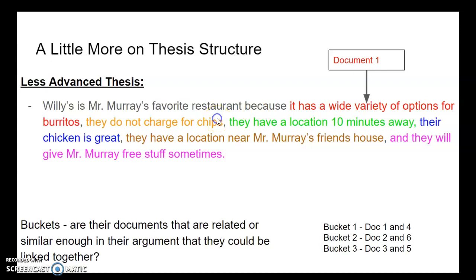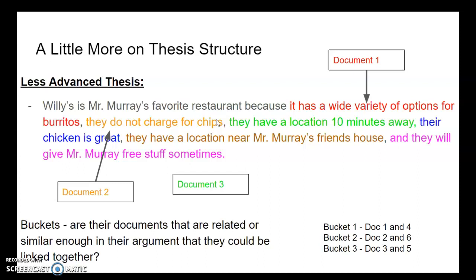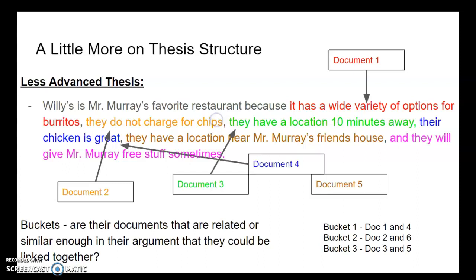So each one of these would represent a different document. So that would represent document 1, document 2, document 3, document 4, document 5, and document 6. So now what you would have to do is you would have to individually argue for each of these documents and explain how this links to why this is Mr. Murray's favorite restaurant. Again, you can do this. It's not necessarily what I want, but it is an option if the buckets become difficult.